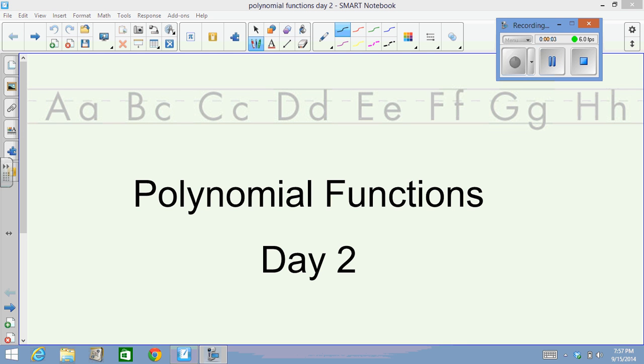Okay, so today we're picking up kind of where we left off with polynomial functions. We're going to pick up with polynomial functions day 2. It's basically a lot of the same stuff that we've done before, just sort of adding it all together. And then I'm going to show you some things that you can do on the calculator that will help you to answer some of these questions.